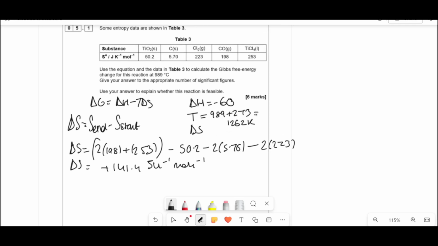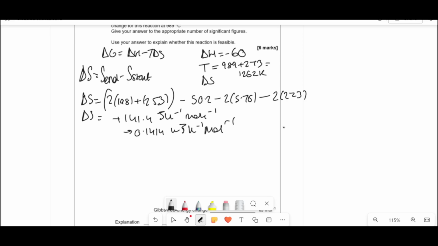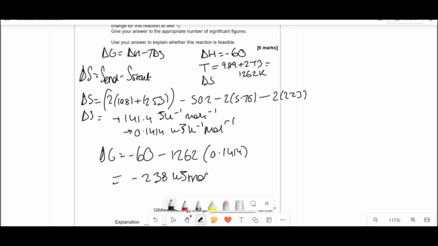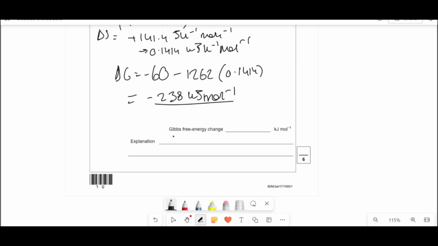Now the problem is that these formulae do not work unless everything is consistent. If that's in joules per Kelvin per mole, I need to convert joules to kilojoules. So it's 0.1414 kilojoules per Kelvin per mole. Now I can put this into delta G, which is delta H, minus 60, minus T, so 1262 times delta S, which is 0.1414. If I do that, we get minus 238 kilojoules per mole. So that's the answer, but then the explanation is that this delta G is less than 0, therefore the reaction is feasible. There you go.